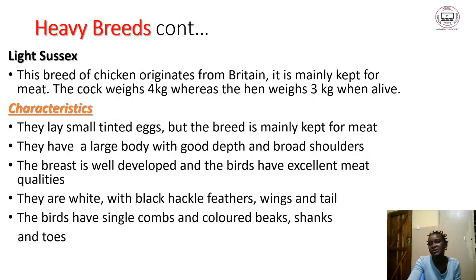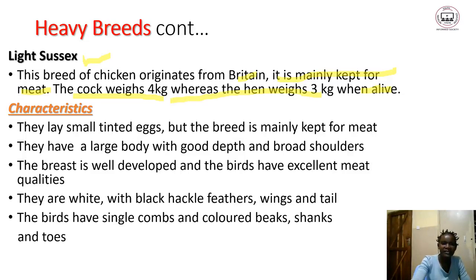Let's describe a little bit on examples of heavy breeds. For example, we have Light Sussex. This breed of chicken originates from Britain. It is mainly kept for meat. The cock may weigh up to 4 kgs, whereas the hens may weigh up to 3 kgs when mature.